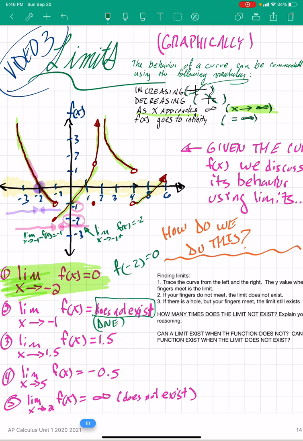In 3, 4, and 5, you can freeze your screen and try some limits on your own. You'll notice the limit answers are there. See if you get the same answer when you try those on your own.